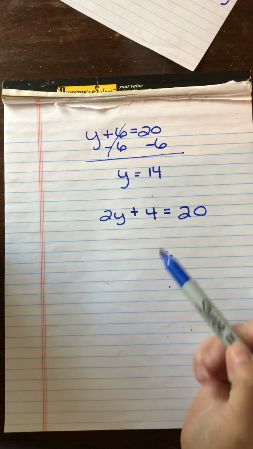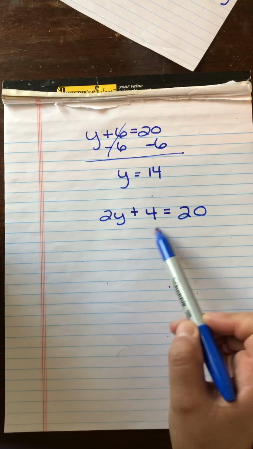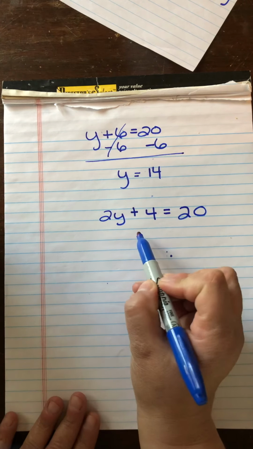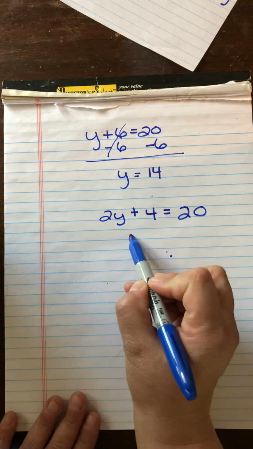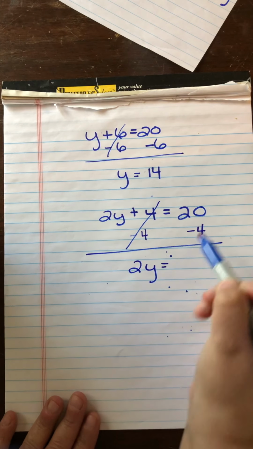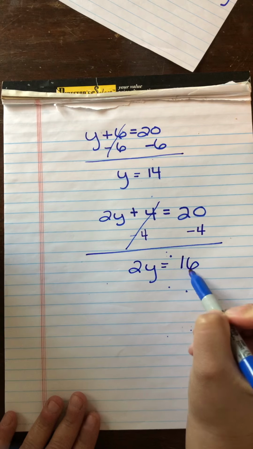So the first thing we're going to get rid of, the first thing that's easiest to get rid of is this plus 4, because it's kind of hanging off from the y. So the opposite of adding 4 is to subtract 4. I'm going to do that to both sides. Cancels out. I'm left with 2y equals 20 minus 4, 16.